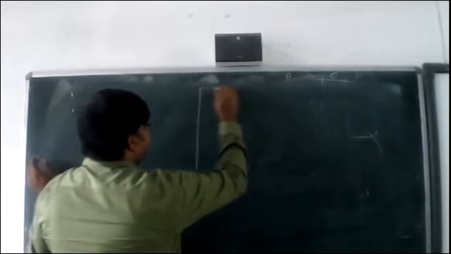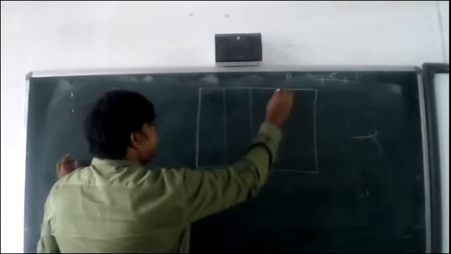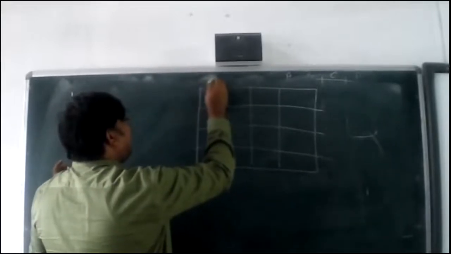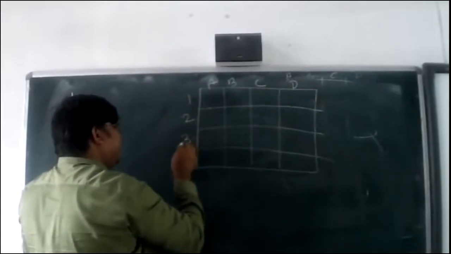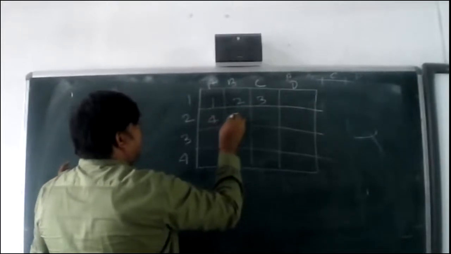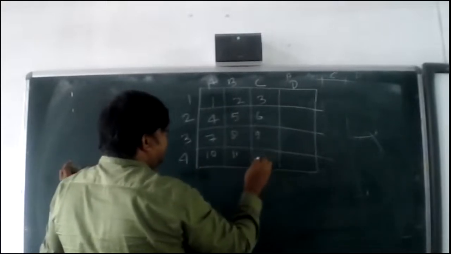For that, I need to show the Excel sheet first. Please pay attention here, all of you. Look here, we have this Excel sheet, and the column names are A, B, C, D, and we have rows 1, 2, 3, 4. And I have values 1, 2, 3, 4, 5, 6, 7, 8, 9, 10, 11, 12.